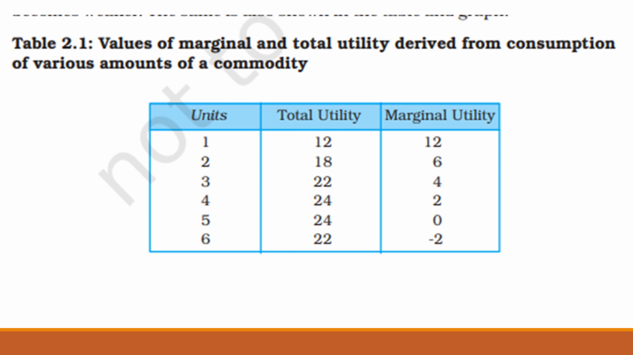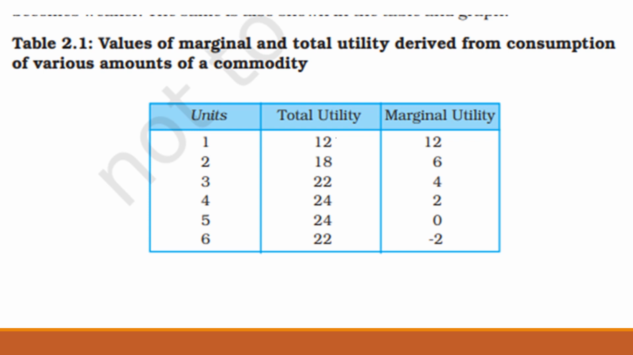The first column shows you the units of the commodities that you consume. The second column shows the total utility that you will be getting from the consumption of the commodity. Then the third column shows the marginal utility that you will be getting from the consumption of different units of the commodity, right? So just look at the total utility column.